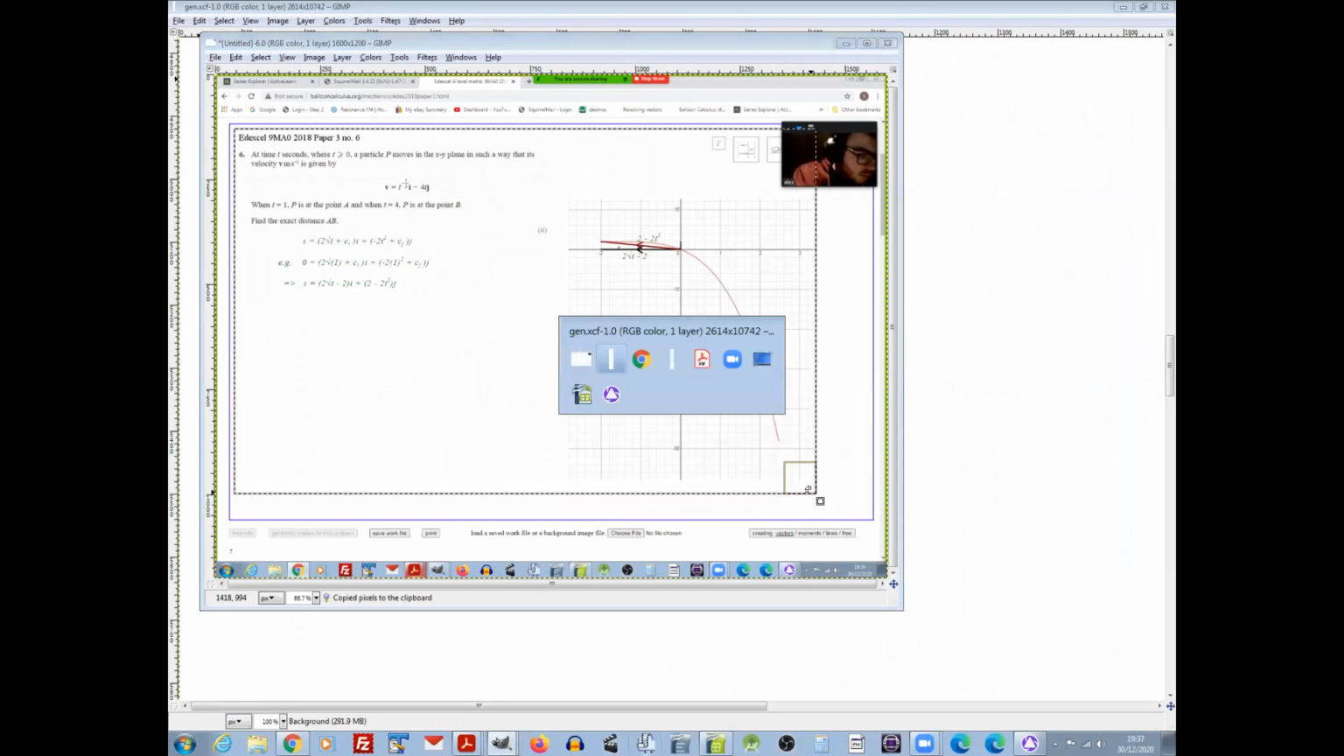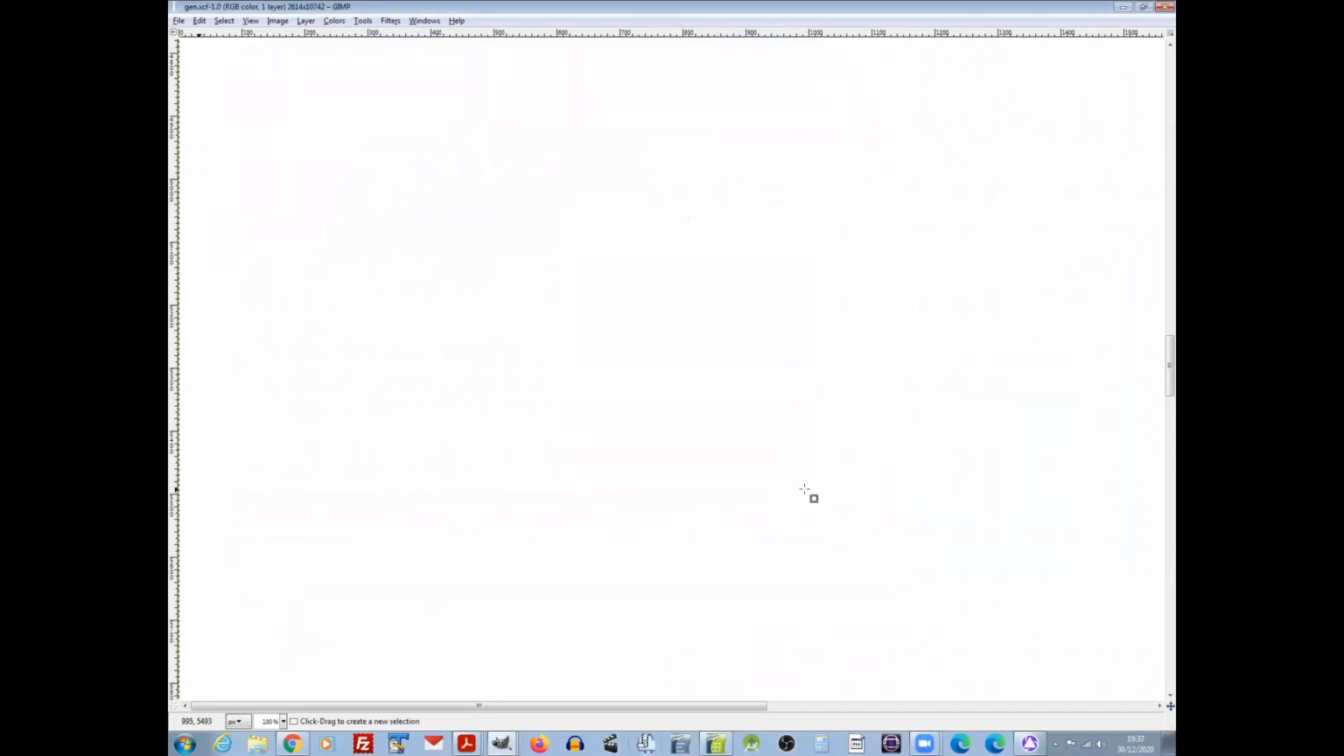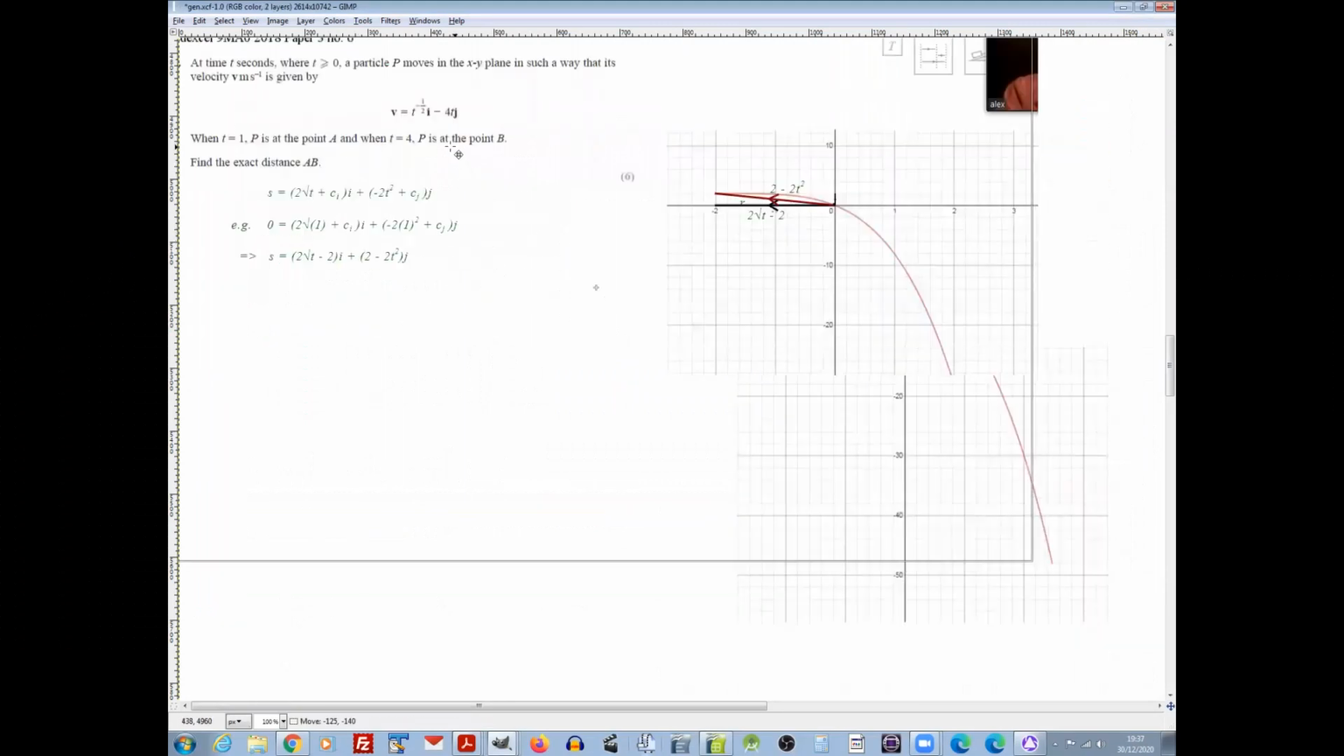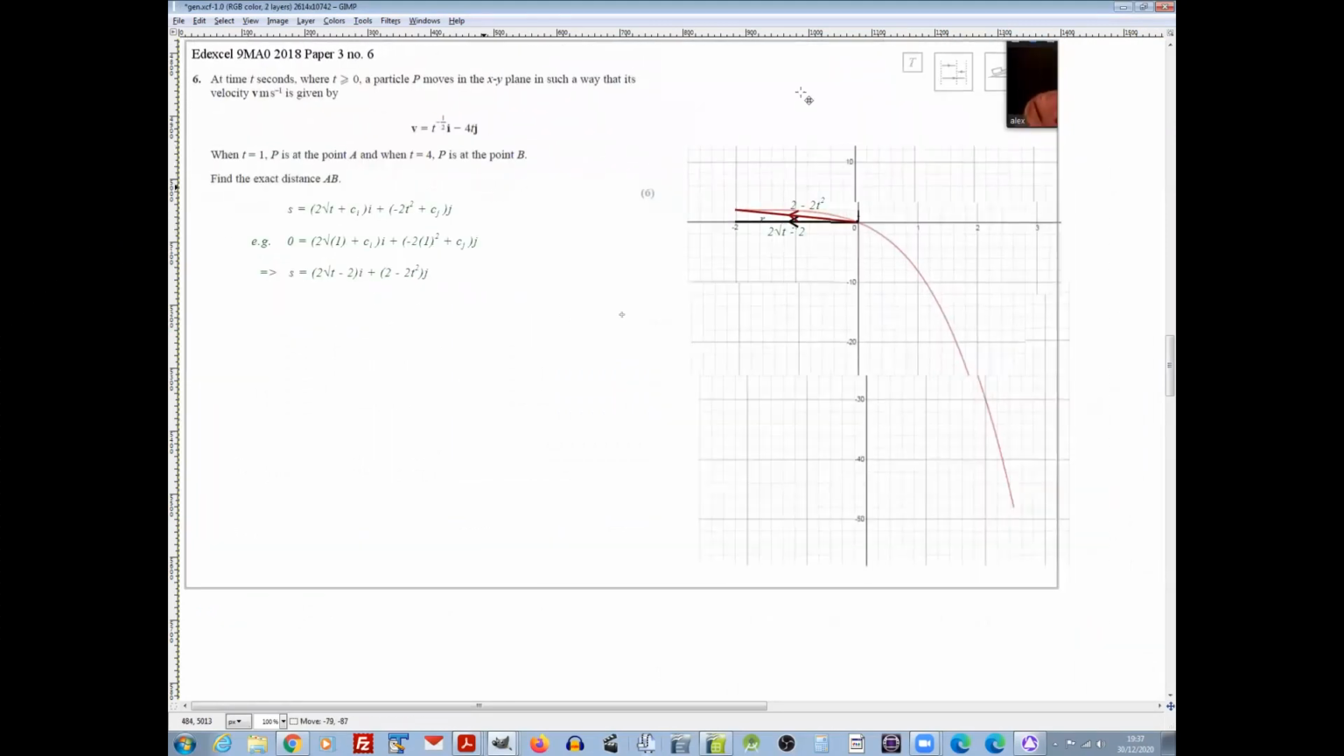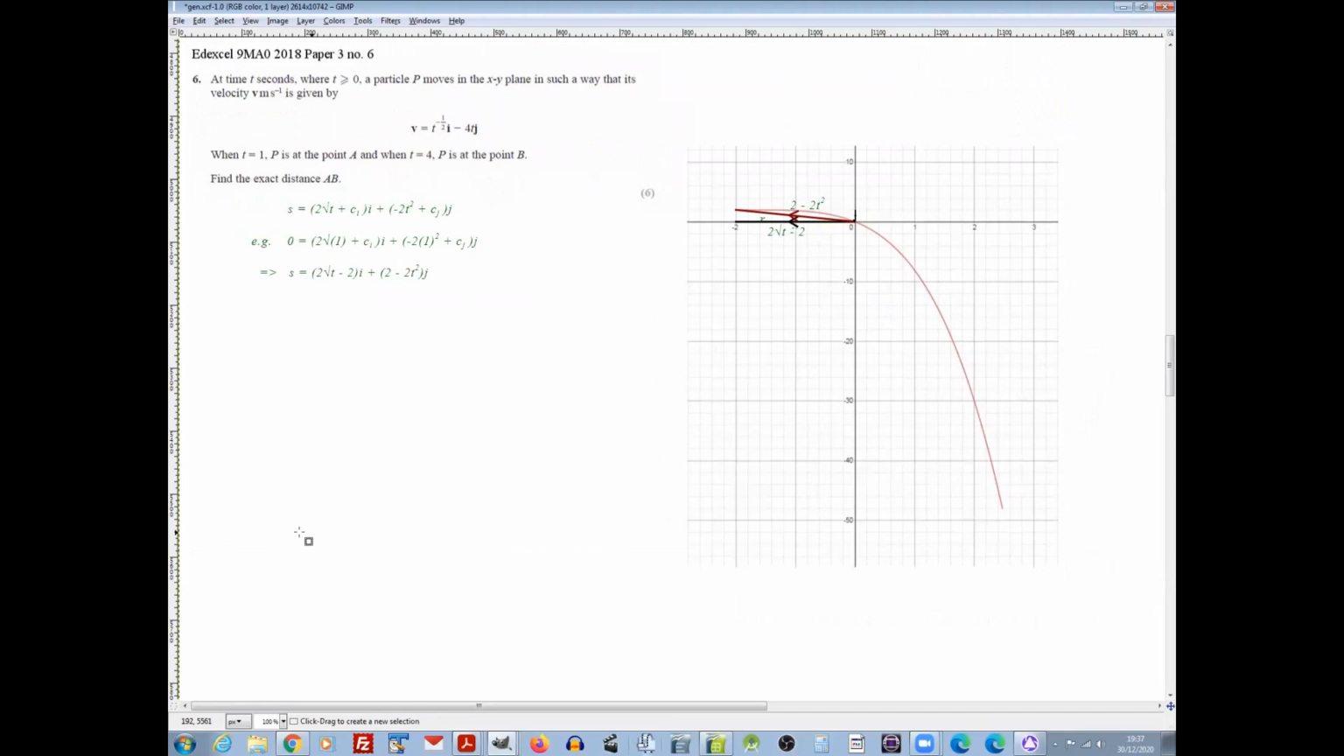So at time t seconds, a particle p moves in the xy plane according to that vector function of t. We could write that a bit better as the velocity equals this function of t in the horizontal direction east, or the i direction.